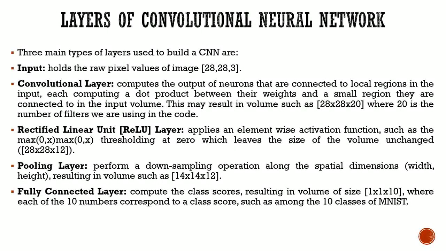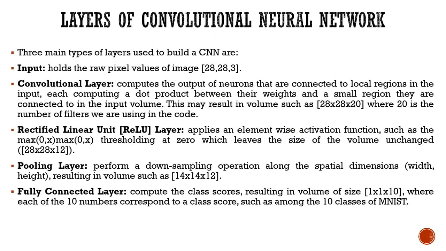Then comes the rectified linear unit, which applies an element-wise activation function such as max(0, x) and thresholds at 0, which leaves the size of the volume unchanged. We use this function because we know that the convolutional neural network works with back propagation. During back propagation the data might get somewhat distorted. We don't want that. So to avoid that, and to keep the pixel values as constant as possible, we use the rectified linear unit.